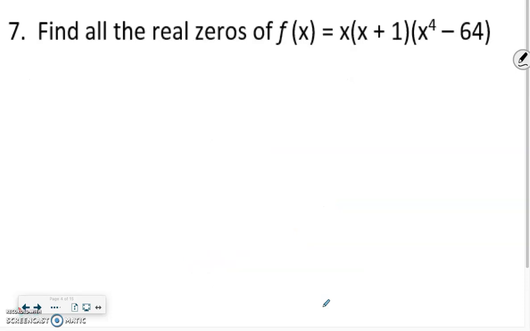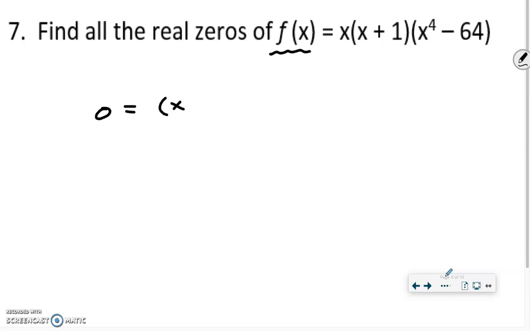So, yeah. All right, guys, number 7, though. This one, like I said, on the surface doesn't seem like something that we would struggle with, but there's a little bit of a twist to this problem. We're supposed to find all of the real zeros. Remember, the way that we go about finding the zeros is that we put a 0 in for f of x. So what this is really going to say is 0 is equal to x times (x plus 1) times (x to the 4th minus 64).